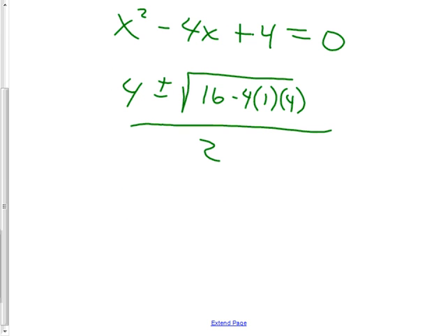You see what happens underneath the root? It's 4 plus or minus, what did that root turn out to be? 0. What's the square root of 0? 0. Put a 0 there, over 2. And then you have to do it once with plus and once with minus. Or do you really? Isn't plus 0 and minus 0 going to be the exact same thing? All right, so 4 plus 0 is just 4. 4 minus 0 is just 4. So what's 4 over 2? 2. How could there be only one answer?